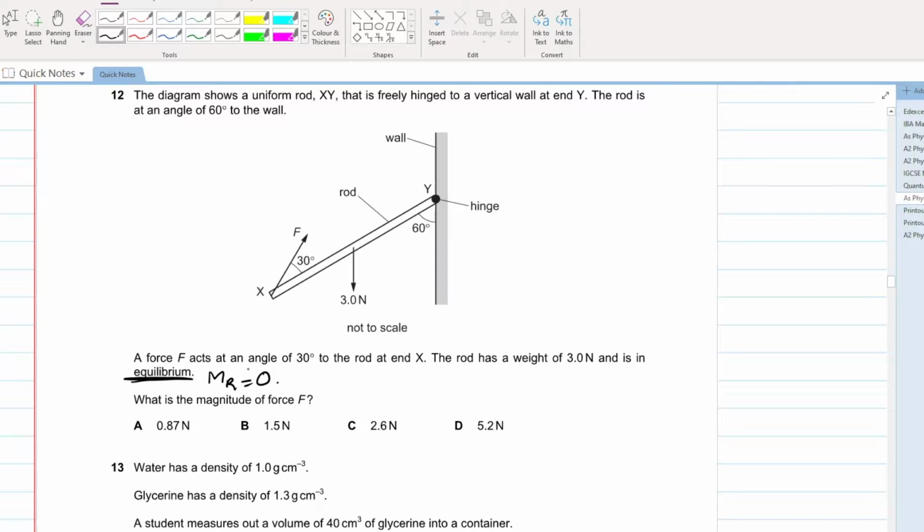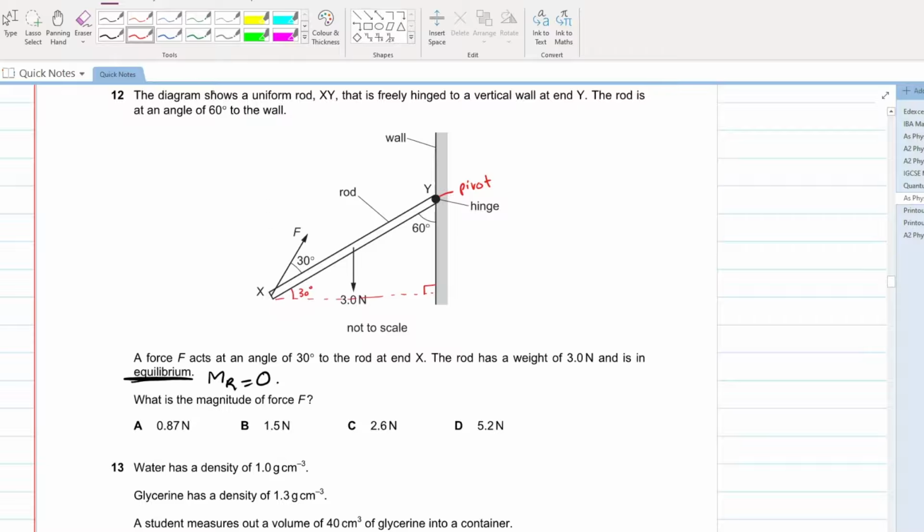Perfect. What is the magnitude of force F? Okay, you have to calculate the magnitude of force F. How can you do that? First of all, let's see the moments that will be acting here. And let's take this hinge as your pivot. Now, there are too many things to resolve here, so just sit back and relax. So, if this angle is 60, this angle is 90, what will this angle be? 30 degrees.